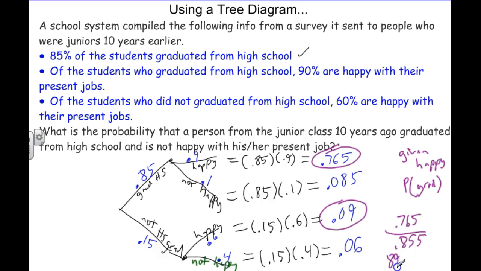89.47%. So 89.47 percent is the percent of folks who, given that they are happy, graduated from high school. So that's how you figure out conditional probability.